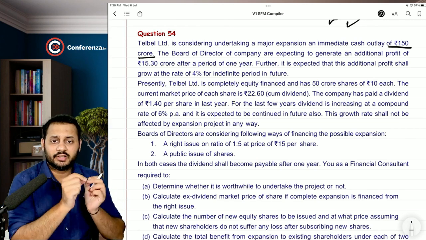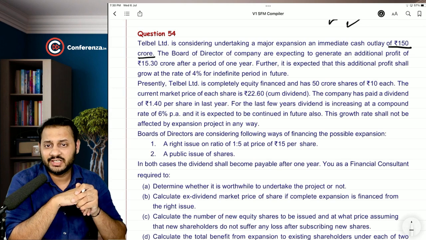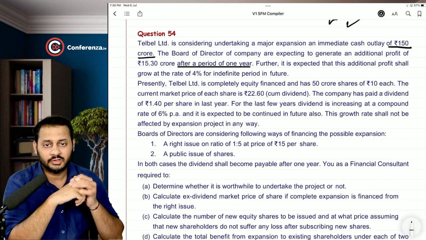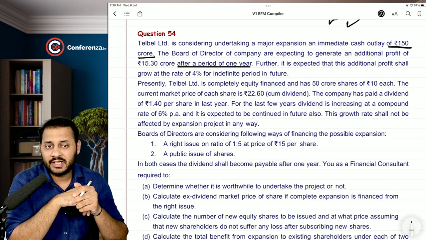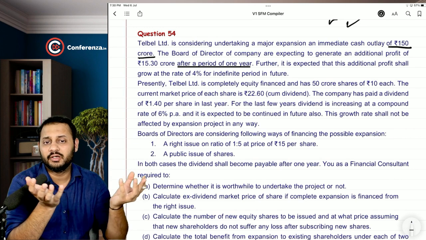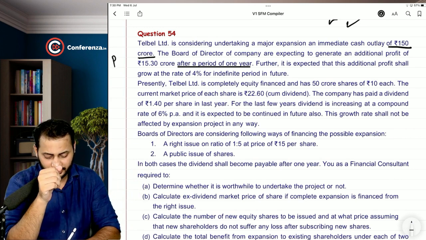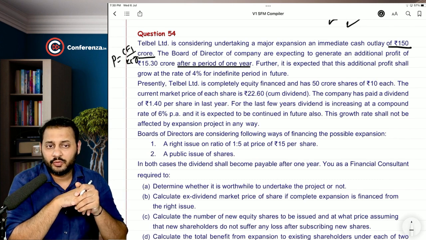The board of directors of the company is expecting to generate an additional profit of 15.30 crore after a period of 1 year. Underline this. After a period of 1 year. Further, it is expected that this additional profit shall grow at a rate of 4% for an indefinite period in future. So what exactly are we going to achieve with this? Perpetuity formula will be applicable. I will tell you why. In order to calculate the present value of future cash flows.